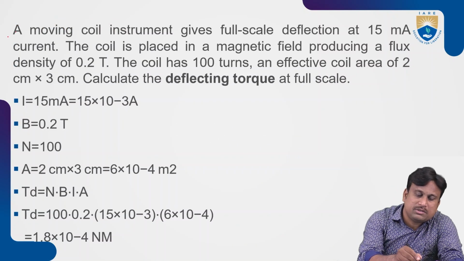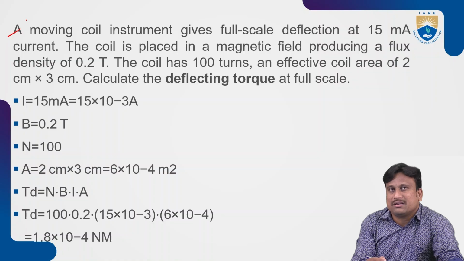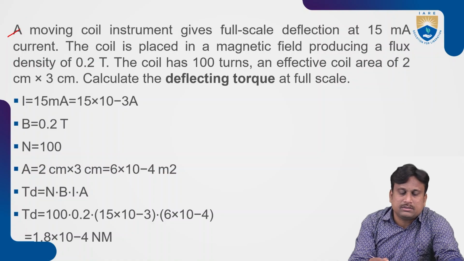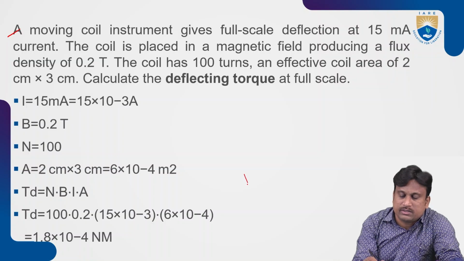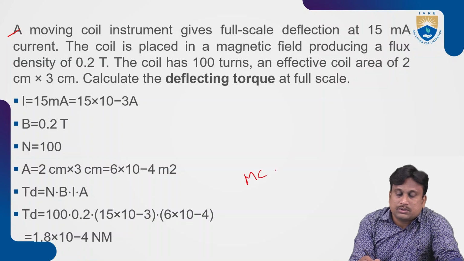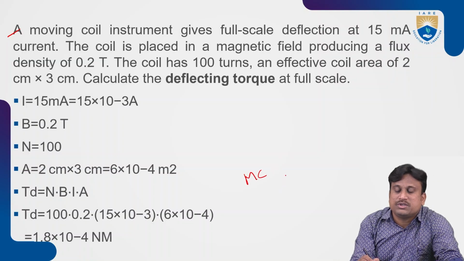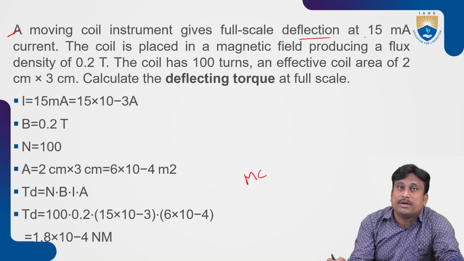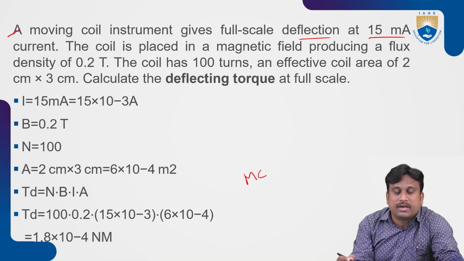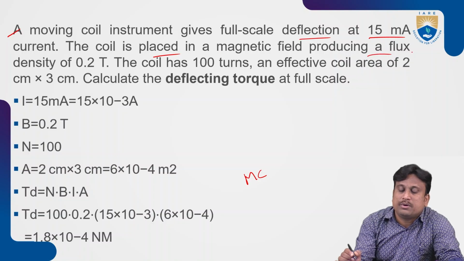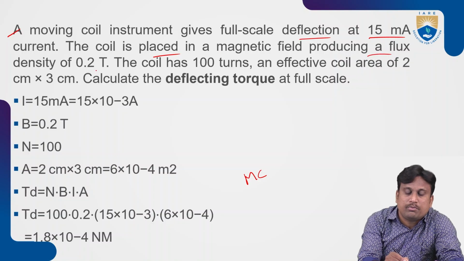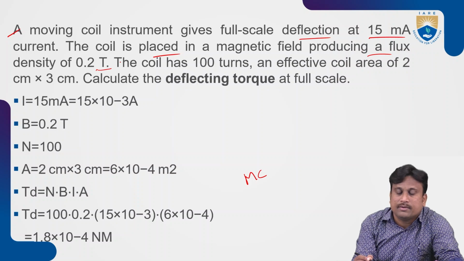Here is a simple problem based on this torque phenomena we discussed. So for this we are considering a simple moving coil instrument, MC. The moving coil instrument gives full scale deflection at 15 milliamps current, and the coil is placed in a magnetic field that produces a flux density of 0.2 T.